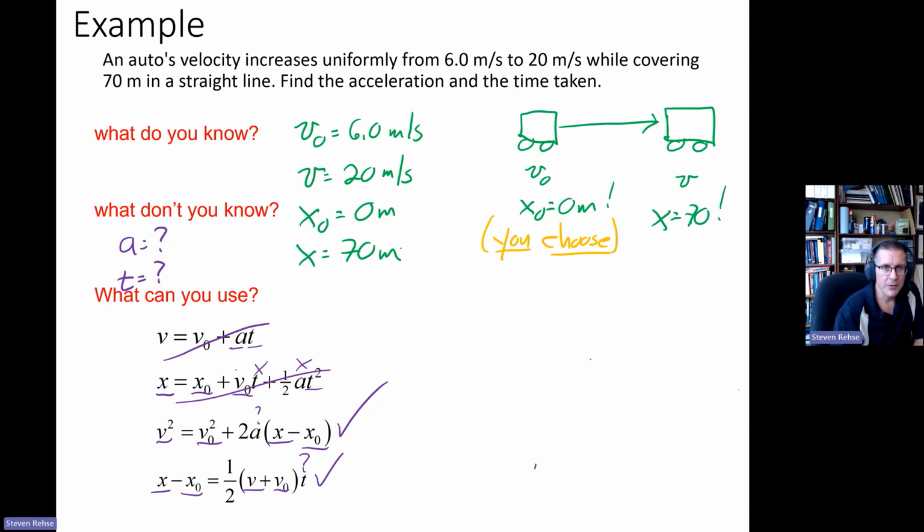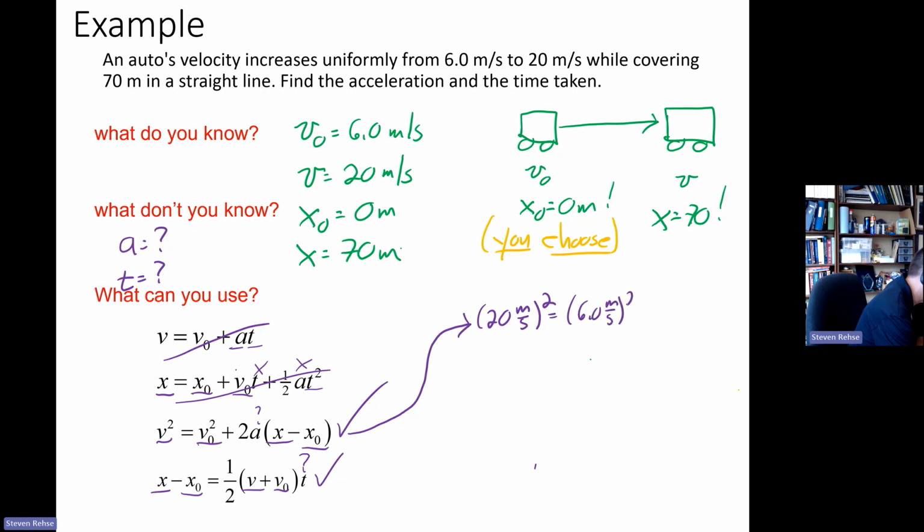So for the first part, finding the acceleration, I would just use this equation right here and solve it. I'm not going to do it because I don't actually have the numbers written. I just wanted to show you how to set it up. It's something like 20 meters per second squared equals 6.0 meters per second squared plus 2a, and then 70 meters minus 0 meters. Then there's a. Just solve that equation for a, and you have it.